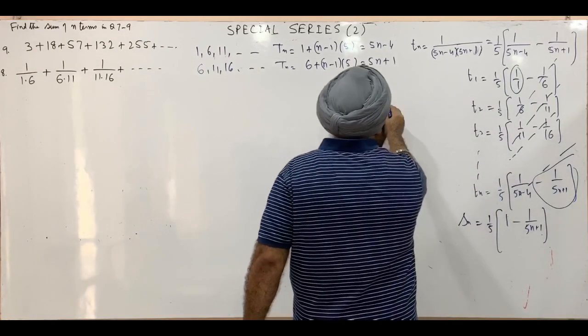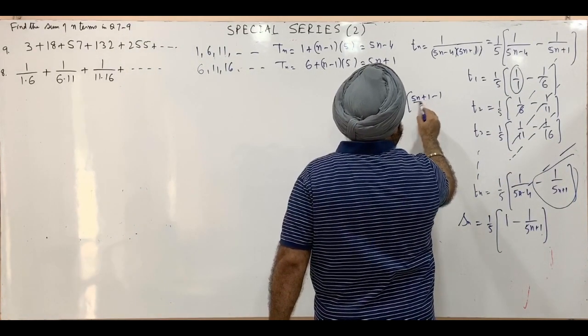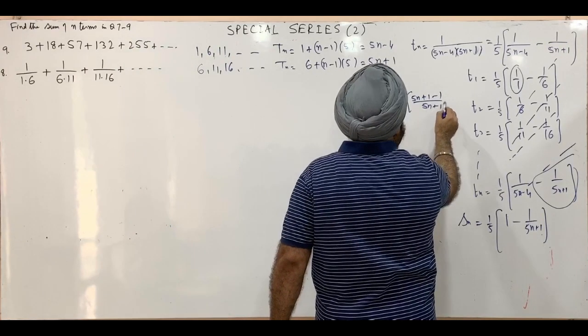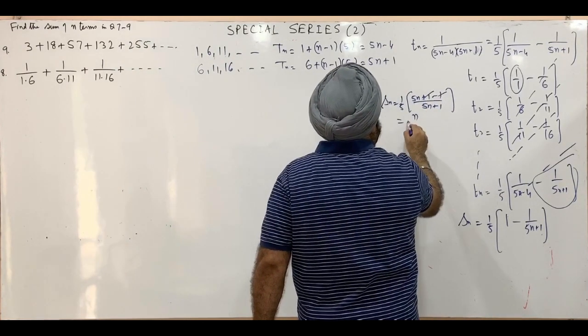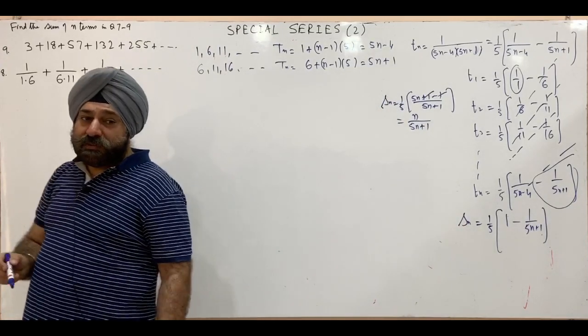And this simplifies to 1 by 5 into 5n plus 1 minus 1 upon 5n plus 1. And that's n upon 5n plus 1. This is the sum of n terms of the series.